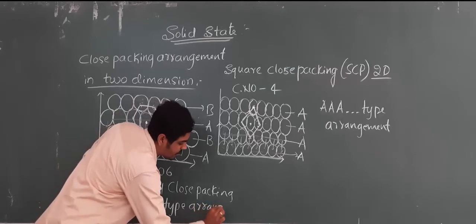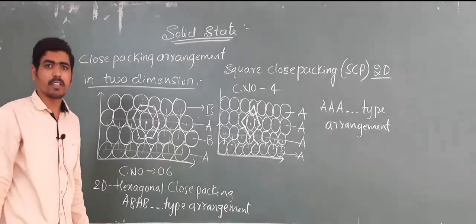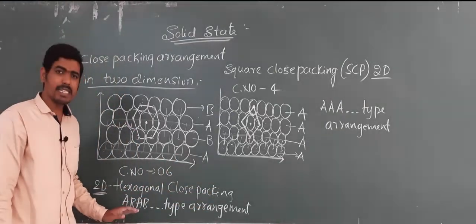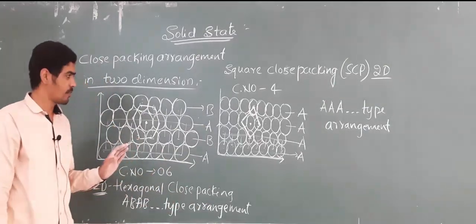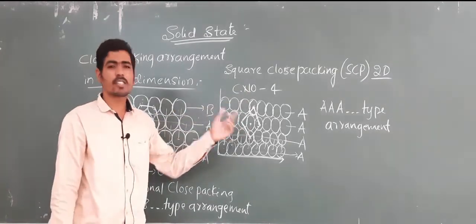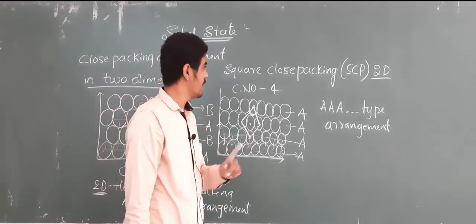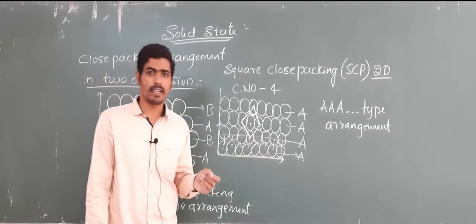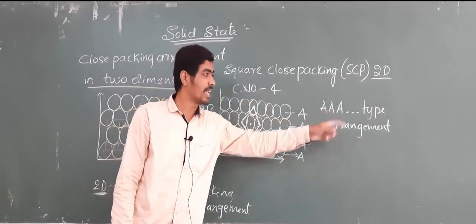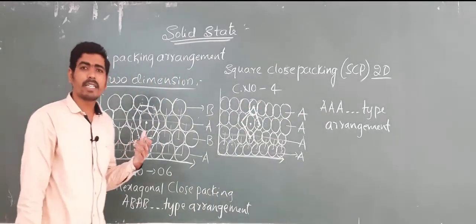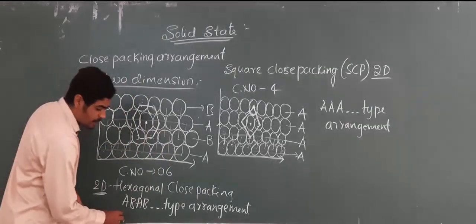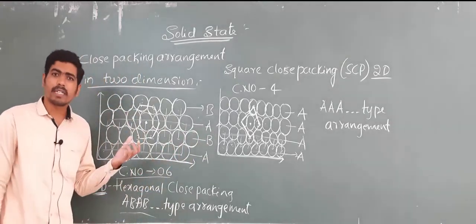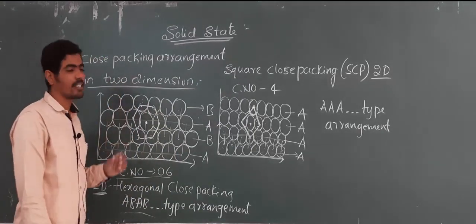Okay, this is the type of arrangement obtained in hexagonal close packing. How many dimensions? You have to remember, 2-dimensional. In 2-dimensional hexagonal close packing, the type of arrangement is AB type and the coordination number is 6. Okay, this is hexagonal close packing and this one is square close packing. The important things you have to remember here are the coordination number and the type of arrangement. Which type of arrangement is observed in square close packing? Then you should say coordination number 4 and the type of arrangement is AA type of arrangement. And which type of arrangement is observed in hexagonal close packing? Then you should say AB type of arrangement. What is the coordination number? Coordination number is 6. So this is how we arrange the particles in 2 dimensions. This is all about close packing arrangement in 2 dimensions.